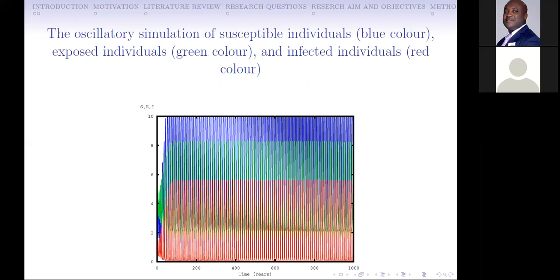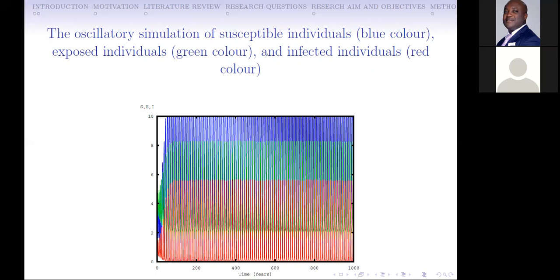There is oscillation. This figure represents this oscillation of susceptible individual. The blue color represents the susceptible individual, the red color represents the infected individual, while the green color represents the exposed individual. This figure represents the periodic solution. That is when the effective basic reproduction number is greater than 1.